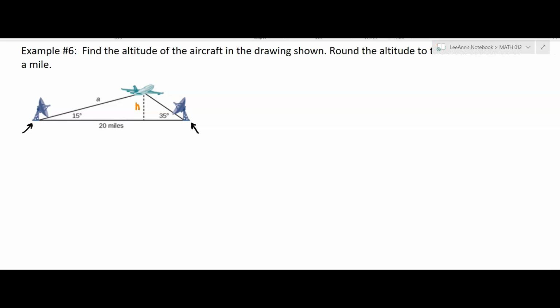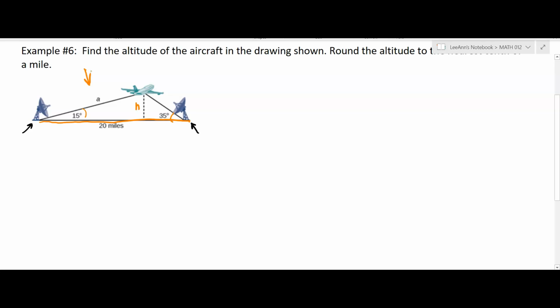All right, so now I look at the information they give me. They tell me that this distance here is 20 miles, and they give me an angle here and an angle here. And they have this A labeled, so I'm going to say that that's important.